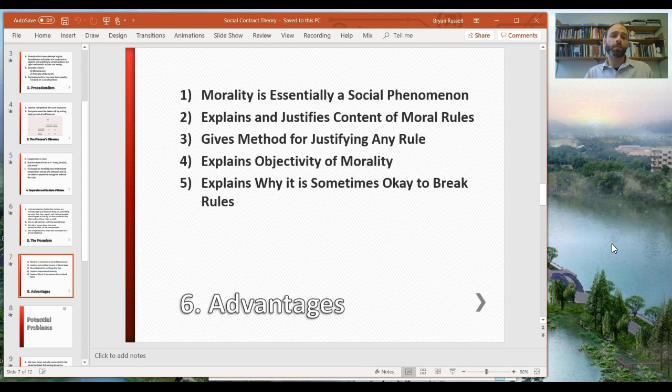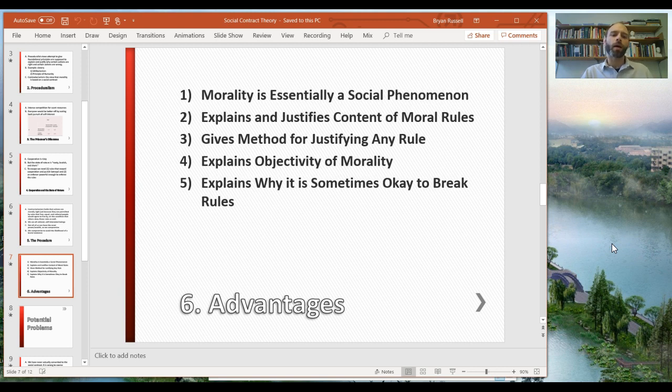Fourth, social contract theory explains the objectivity of morality. So a moral theory would be very problematic if it rested the moral status of actions on people's mere intuitions, on people's feelings about a matter. If morality was entirely subjective, then an action would be right or wrong just depending on how somebody felt about it, and people feel differently about things, so an action would be both right and wrong depending on which perspective you took up, and that seems problematic. It doesn't seem like a system of morality at all, it just seems like a mess of feelings.